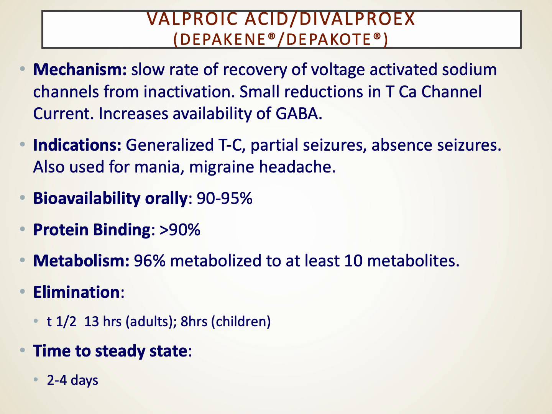Valproic acid, fairly commonly used in mental health. It works on the recovery of voltage-activated sodium channels, which is probably why it works in mental health. Also, as we alluded to, it affects T calcium channels and increases the availability of GABA. We use it mostly for generalized tonic-clonic seizures, partial seizures, also absence seizures, but it's also used for mania and sometimes used also for migraine headache prophylaxis.